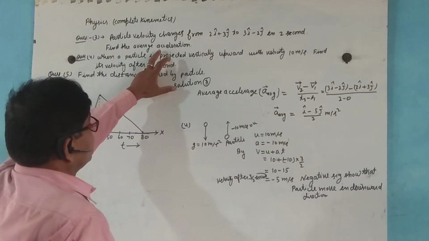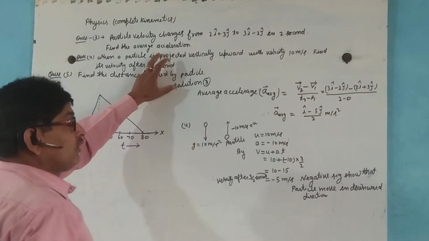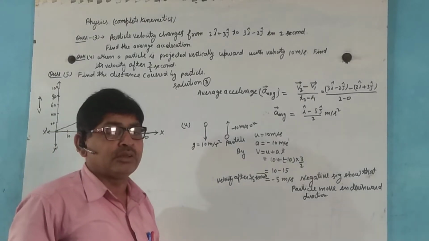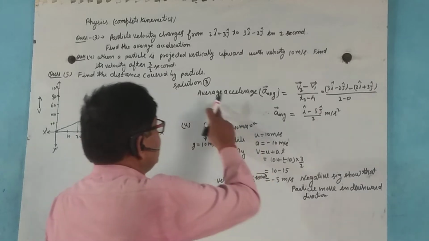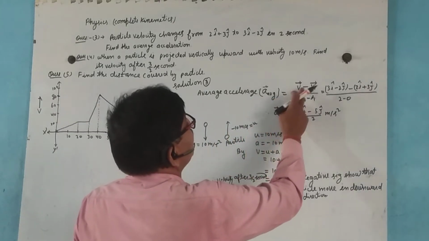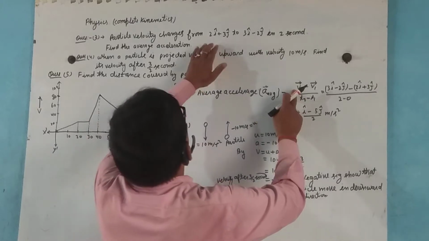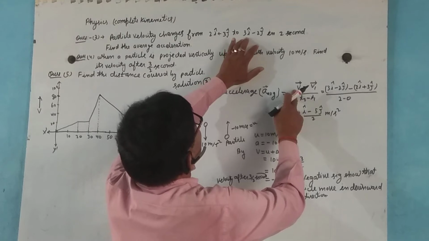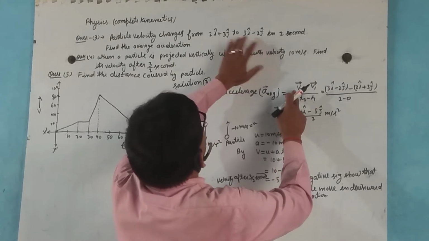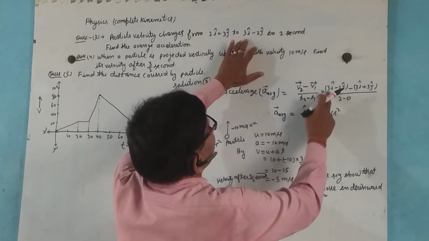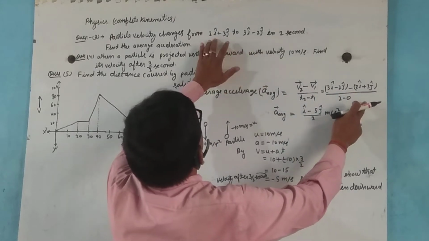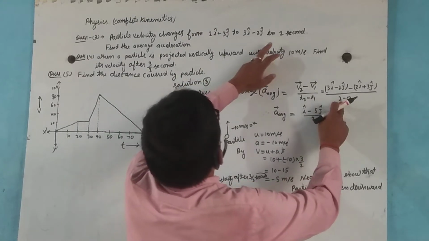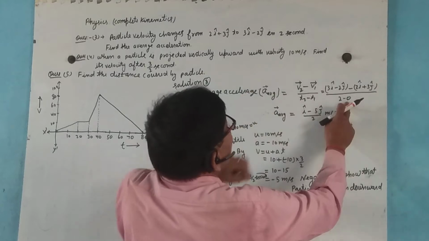Find the average acceleration. As we know, average acceleration equals vector v2 minus vector v1 divided by t2 minus t1. Here the particle velocity changes from 2i plus 3j to 3i minus 2j, so v2 is 3i minus 2j and v1 is 2i plus 3j, divided by t2 minus t1. In 2 seconds, t2 minus t1 is 2 minus 0.